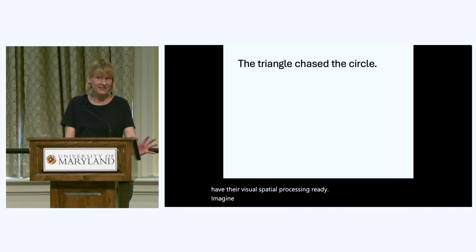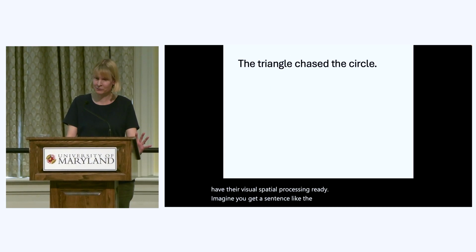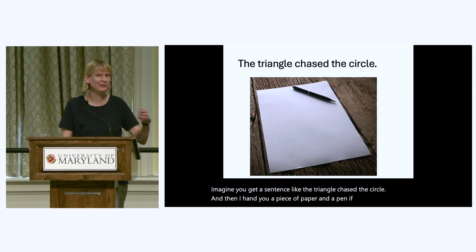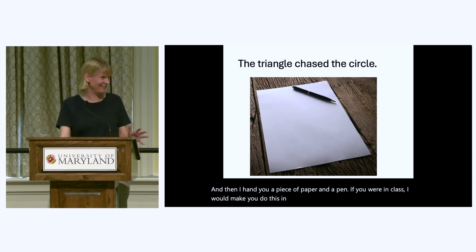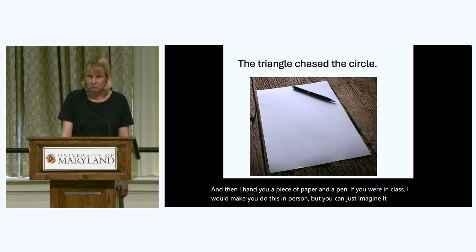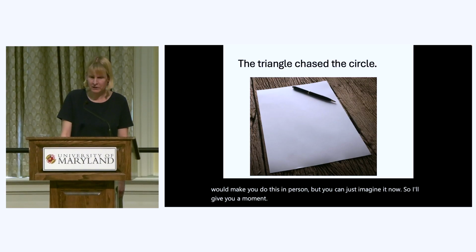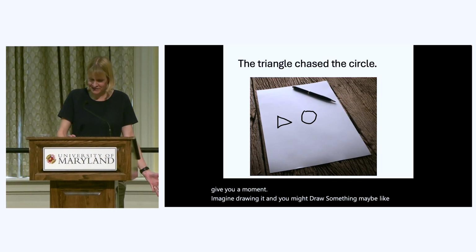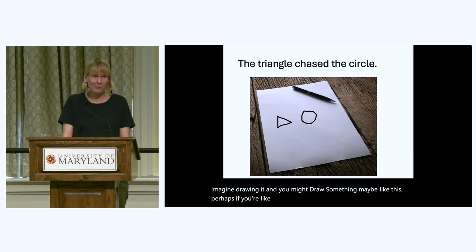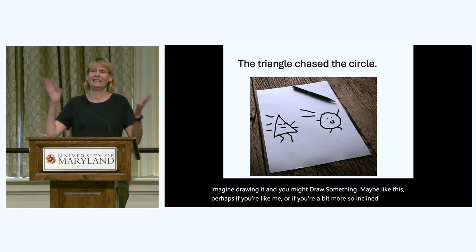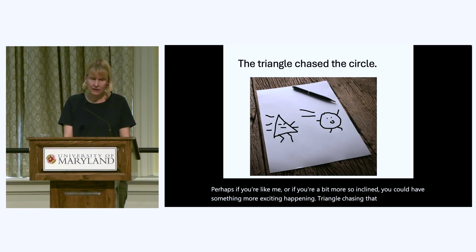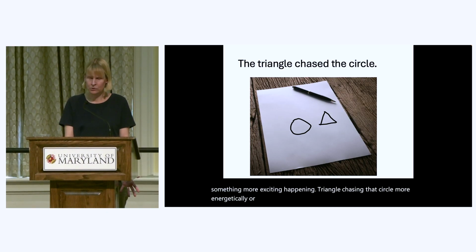Imagine you get a sentence, like the triangle chased the circle, and then I hand you a piece of paper and a pen. If you were in class, I would make you do this in person, but you can just imagine it now. So I'll give you a moment. You can imagine drawing it, and you might draw something maybe like this, perhaps, if you're like me. Or if you're a bit more inclined, you could have something more exciting happening, a triangle chasing that circle more energetically. Or maybe you drew them in this position, this orientation.